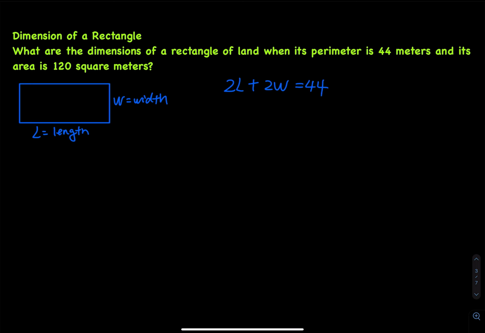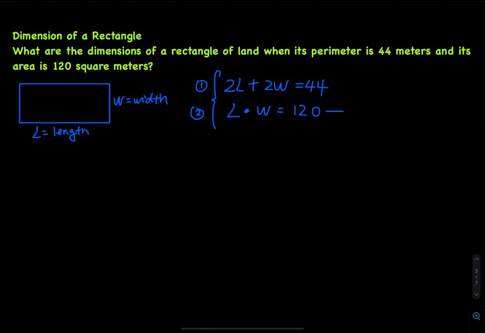And then what about the second one? The second one is the area is 120 square meters. So that would be the length times width equals 120 square meters. So we have two equations. I will label this equation 1 and this is equation 2. All right, let's go ahead and solve the system.